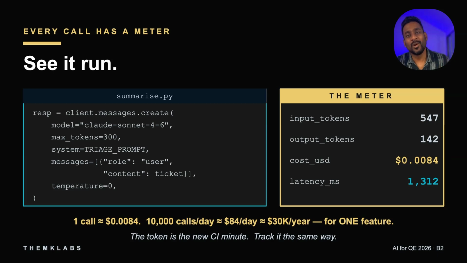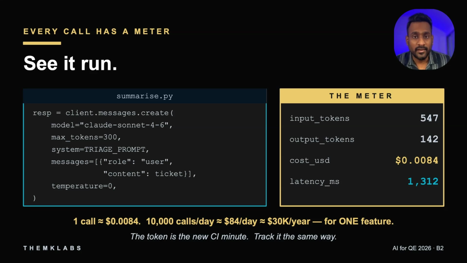So every single call has a meter, right? Let's see it run. Look at the code on the left. A real Anthropic API call with model and tokens. You have the system and the message, with temperature equal to 0, which we just talked about. Now look at the meter on the right. Every response hands you back input tokens, output tokens, and the cost as well as the latency.